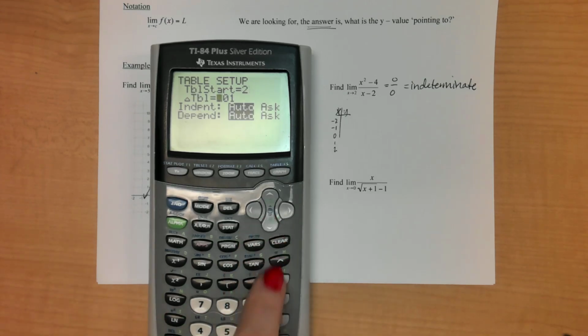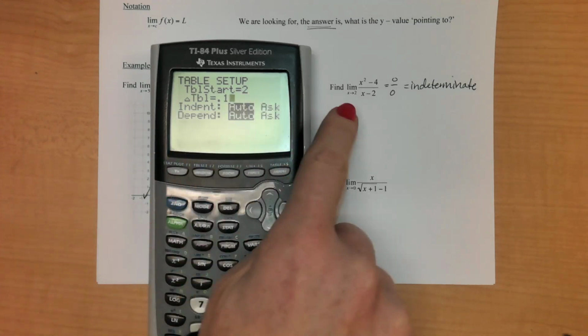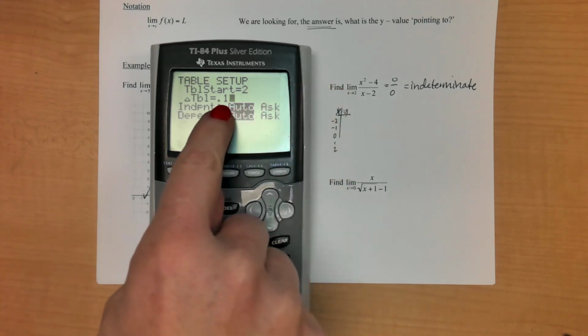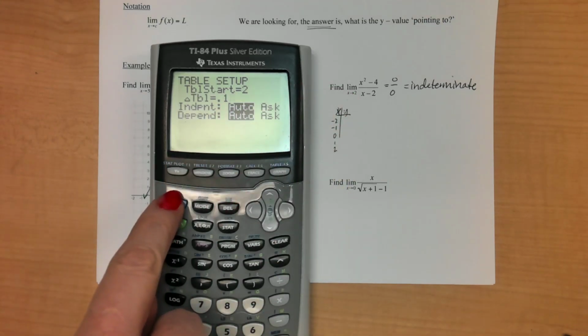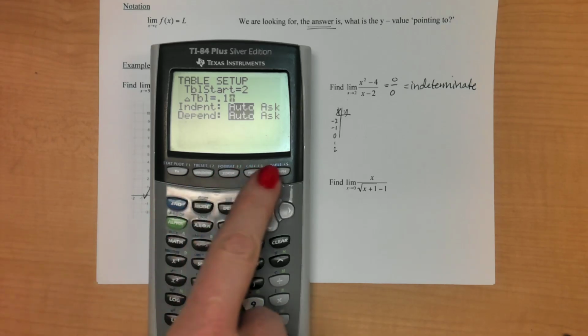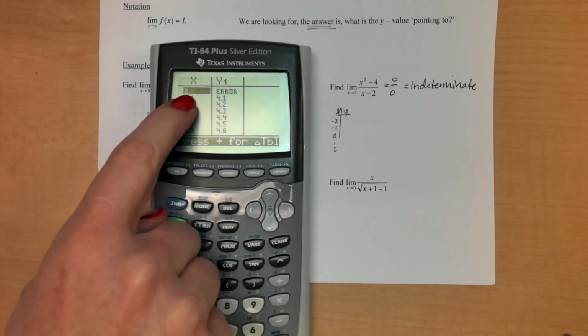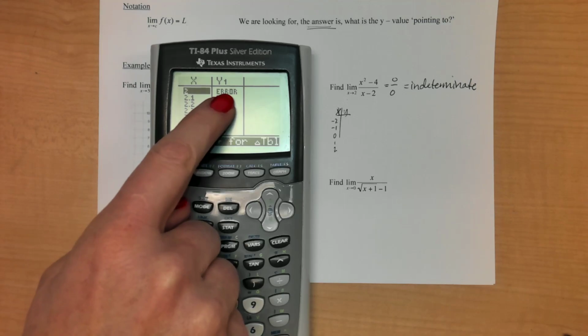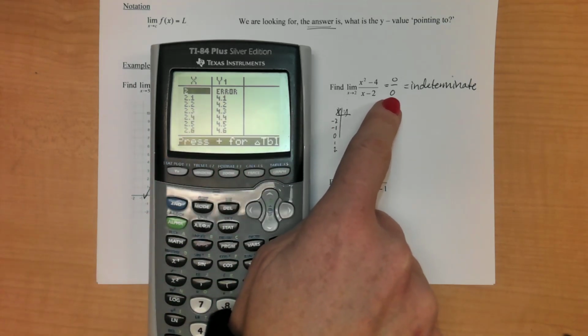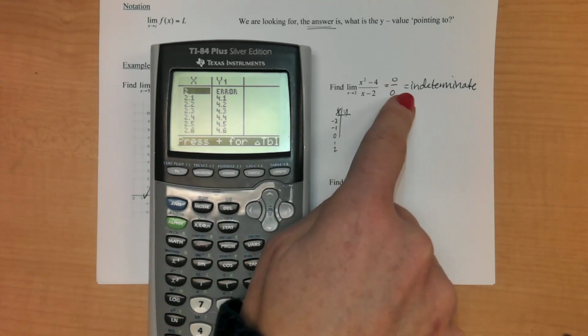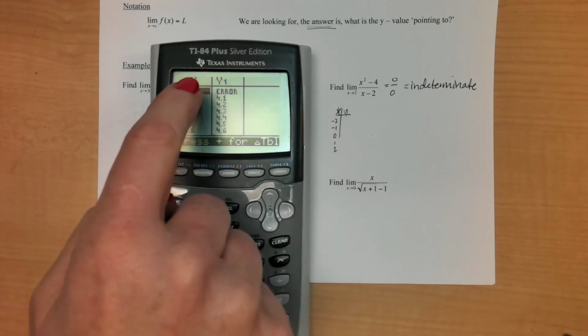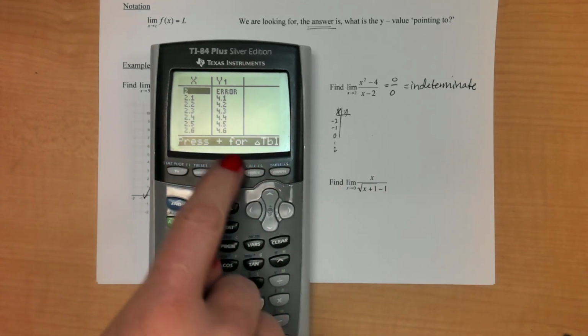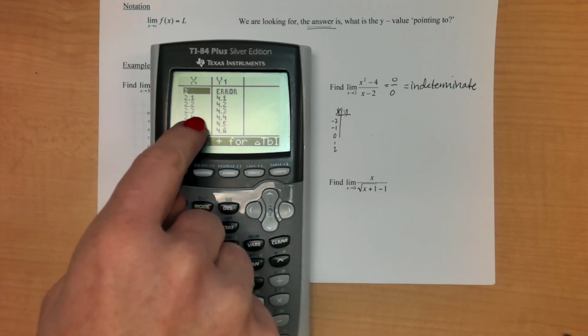I like to start with a 0.1 table, and then I'm going to show you how your answers change the more specific your table gets. Once you decide that you want to start at 2, because that's what you're approaching, I started my table at 0.1 just to give us something to begin with. I hit second table again, and now it starts at 2. There's an error there, which we already knew because we plugged in a 2 and got 0 over 0, and that was no bueno. So what I like to do is put the 2 in the middle of my table, in the middle of my screen essentially.